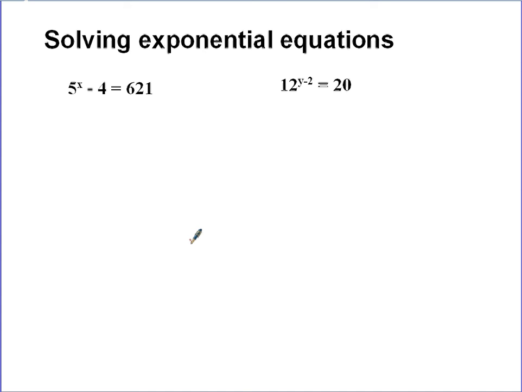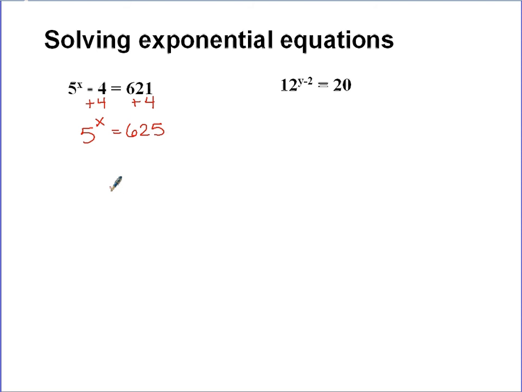Okay, we're going to look at how to solve an exponential equation. Whenever you have an exponential equation, the first thing you want to do is get the exponent part by itself on one side. So in order to do that, I'm going to add 4 to both sides. That'll leave me with 5 to the x power equals 625.